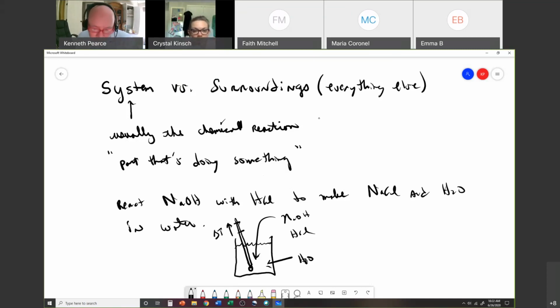Well, you have to be careful here. What are you measuring the temperature change of? When we reacted this stuff in water and we saw a temperature change, delta T, by the way, means temperature change, of say 12 degrees Celsius, what was the system here? Well, the system is the sodium hydroxide and the hydrochloric acid reacting together. That's the system. What's the surroundings?